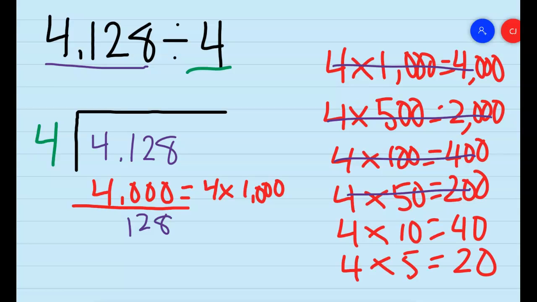Okay, so if 4 times 20 is 80, then I'm going to try 4 times 30. Okay, well 4 times 30 is 120. Okay, so I know that that's close. So we're going to have 120. And I know I got that by multiplying 4 times 30. My new dividend is actually going to be 8.